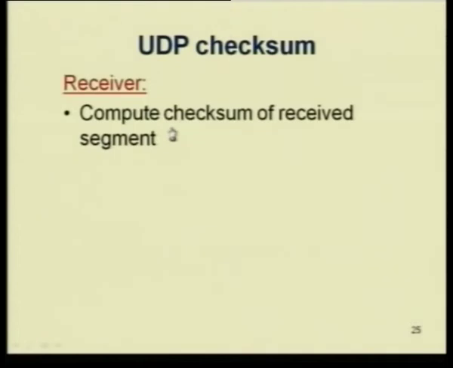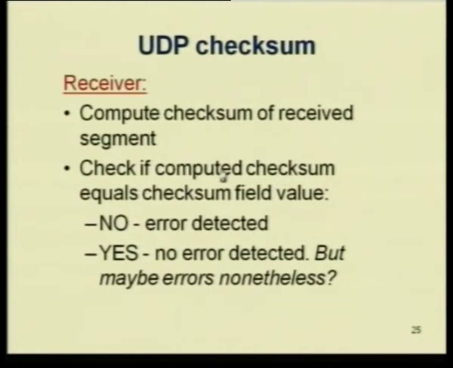At the receiver end, what is done? The receiver will compute the checksum of the received segment and check whether the computed checksum equals the checksum field value. If it is no, then an error has been detected. If it is yes, it means that no error has been detected. Now, when we say no error detected, it actually means that there could have been some errors which have gone undetected, but that depends on the checksum mechanism. But in general, we say that if there is an error, it would have been detected because the checksum will not match.